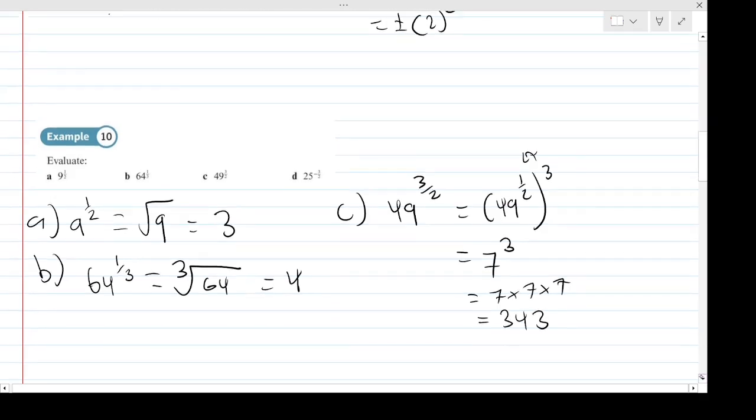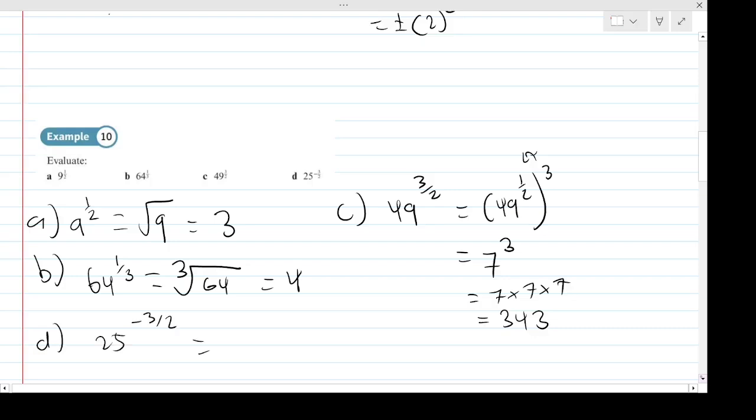Yeah, so hopefully you realise what we've done there, and the fact that we can always split up a fraction, an index like this, by firstly doing the fractional part, so the rooting, and then the cubing. Okay, let's have a look at part D. We have now 25 to the minus 3 over 2.